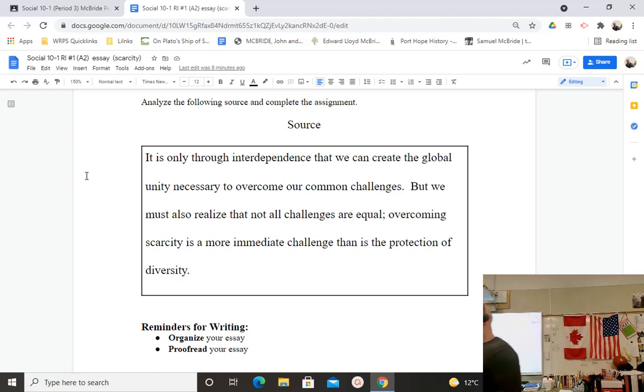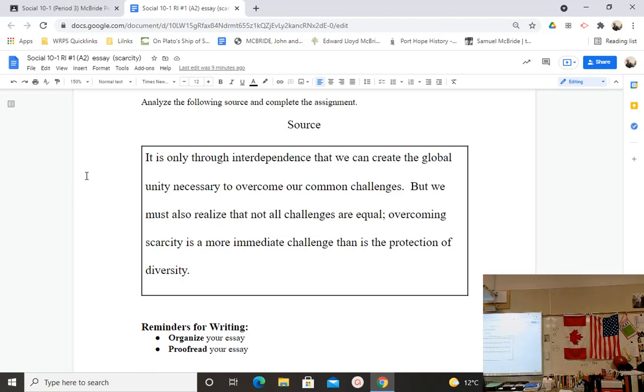So the first step we need to do is find out what is the problem on the page. Very similar to an IS, right? Interpretation of source. Now we're analyzing the source. Even in assignment 1, we have to say there's a problem that inspired the source. Here there's a problem. There's always going to be a problem in an A2, and the problem is common challenges. That's so vague. We need to be more specific. More specifically, it says that we have the need to overcome scarcity, and we have the need to protect diversity. And it's saying that we need to overcome scarcity first.